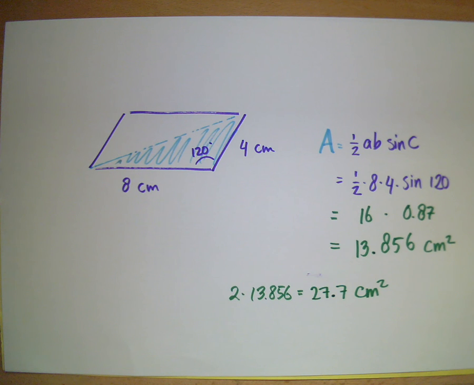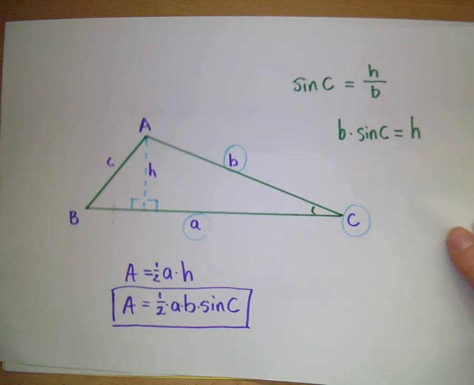So even when they give you a funny shape like a parallelogram or a rhombus or any type of pentagon, you can cut that up into triangles and find the area of the separate triangles. And yep, that's it.